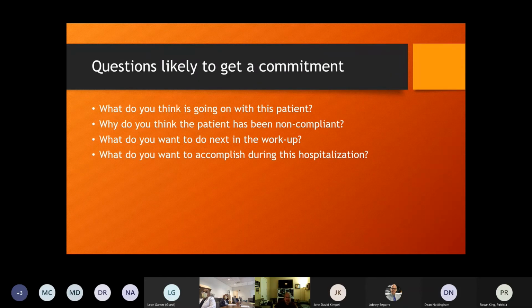How to get the commitment? What do you think is going on? Why do you think the patient's been non-compliant? What do you want to do next? What do you want to accomplish? These are all ways to get the commitment out of the resident and have them actually think about what they're talking about.